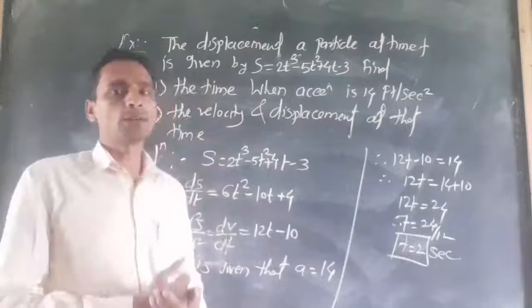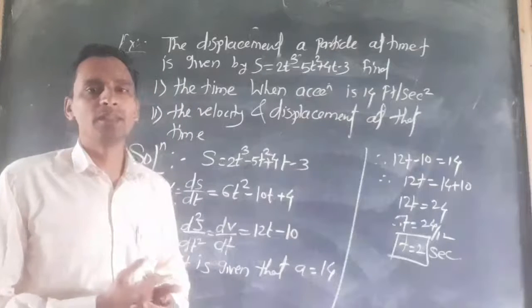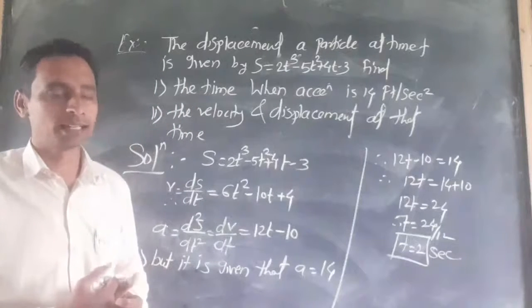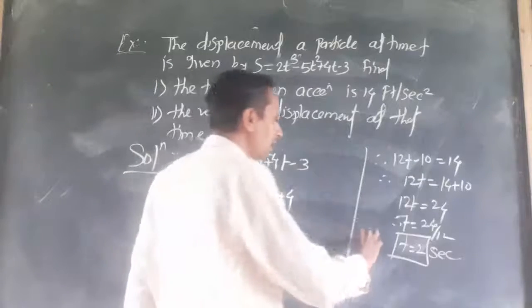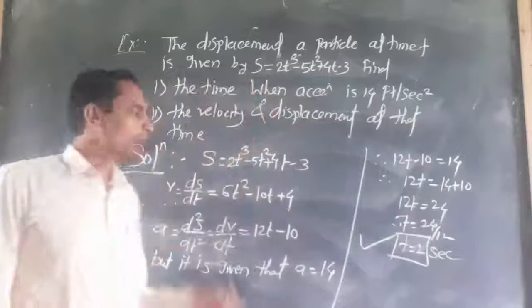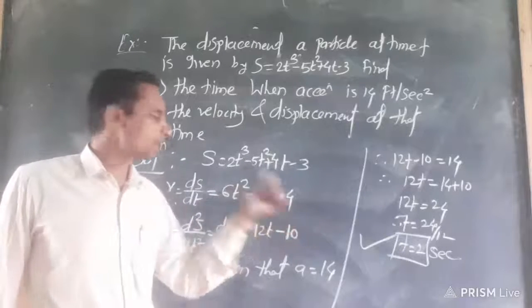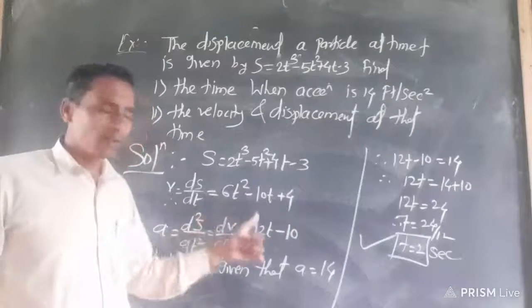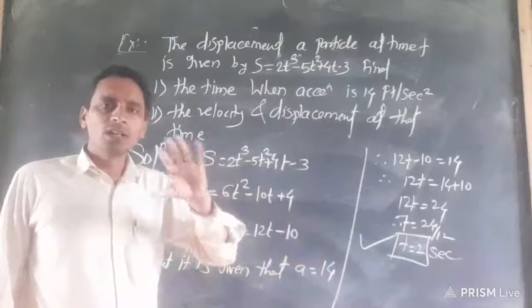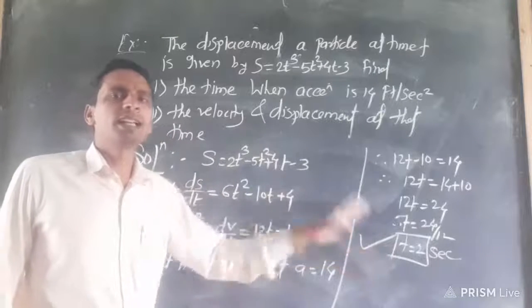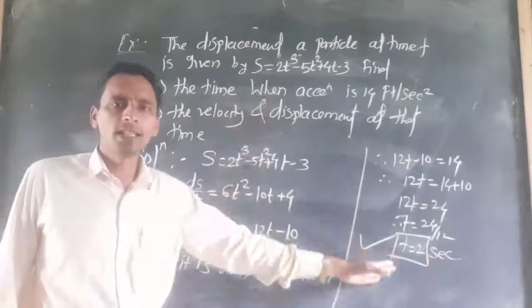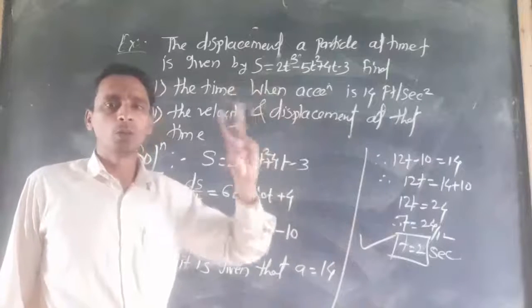त्या टाइमला वेलोसिटी आणि डिस्प्लेसमेंट यांच्या किमती फाइंड करायच्या आहेत. At that time means t is equal to 2, and our velocity answer is 6t square minus 10t plus 4 and our acceleration is 12t minus 10. Friends, only replace t with 2, because the value of t at that time is 2.